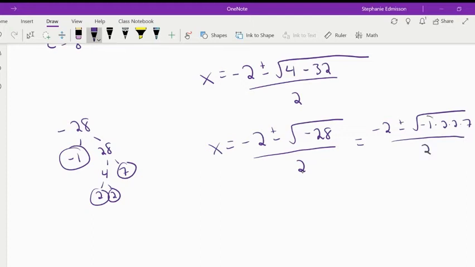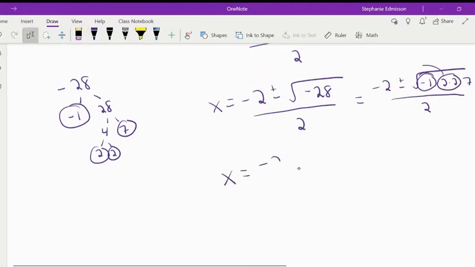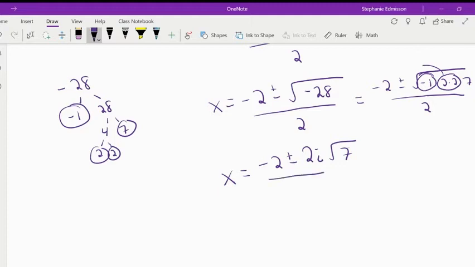Okay, now our negative 1 is going to come out as an i, and we circle our pairs. We have 2 2s, so that's going to come out as well. So that means we're going to write x equals negative 2 plus or minus 2i root 7. The 7 is a leftover. It's still inside of that root. So remember, leftovers go in things, or they stay in things. So it stays inside of the root, all over 2.